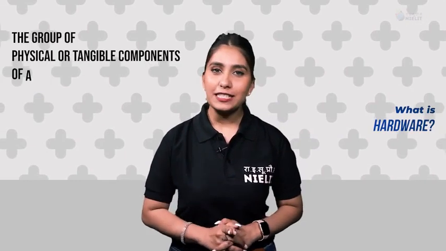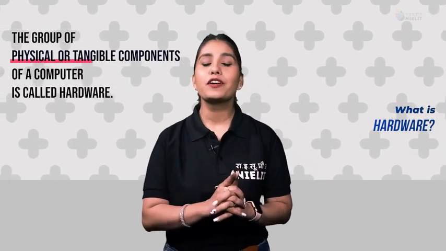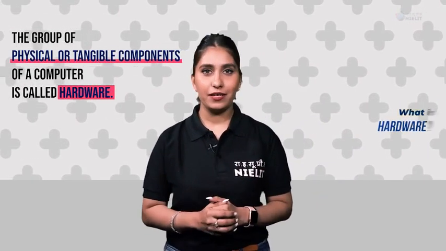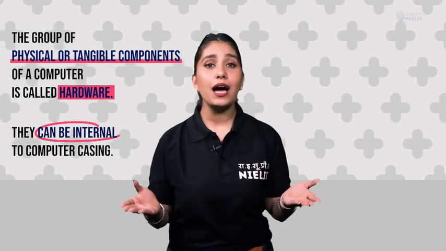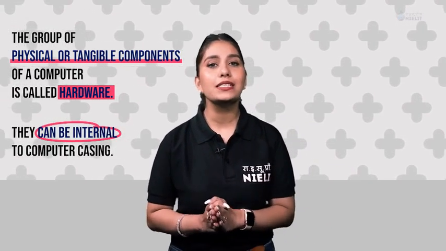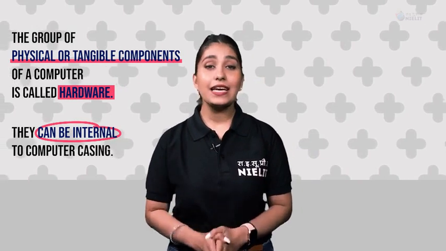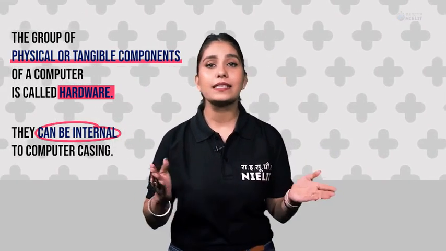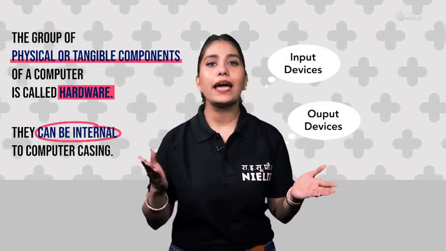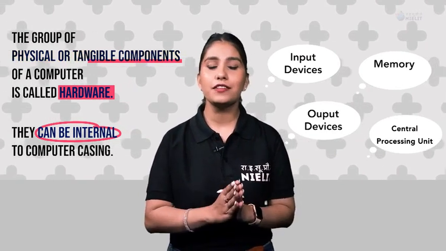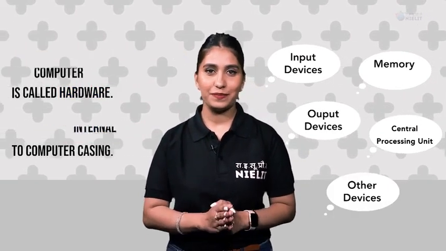In today's video, we will be discussing the basics of hardware and software along with their components in brief. The group of physical or tangible components of a computer is called hardware. You may not be able to see all the hardware devices because they can be internal to the computer's casing. It includes input devices, output devices, memory, and central processing unit, and other physical parts of the computer system.